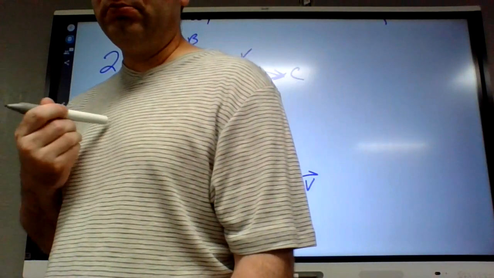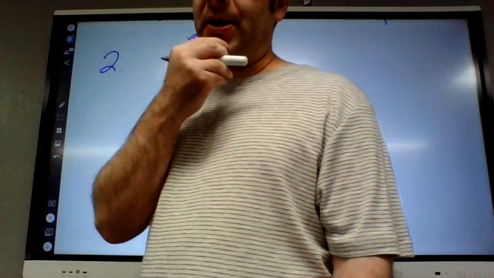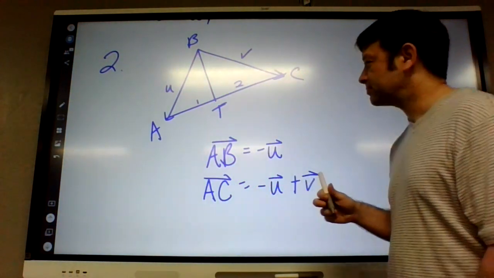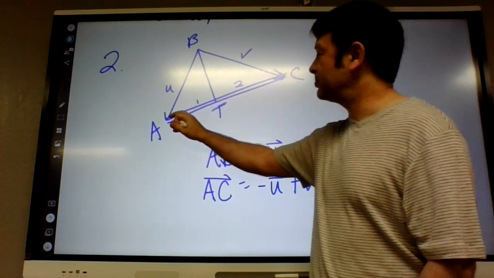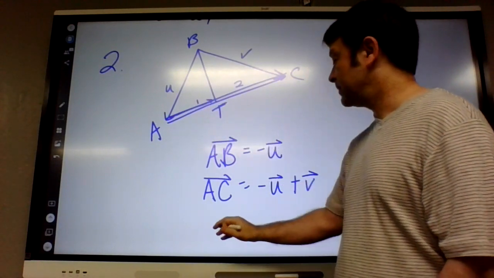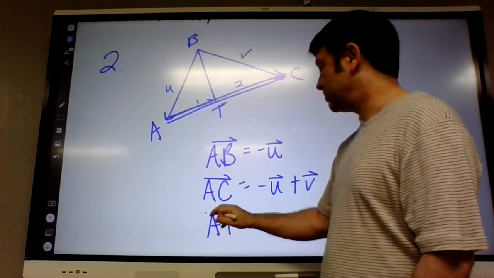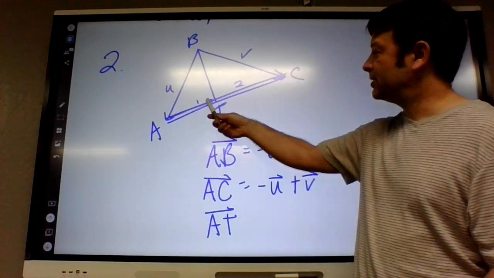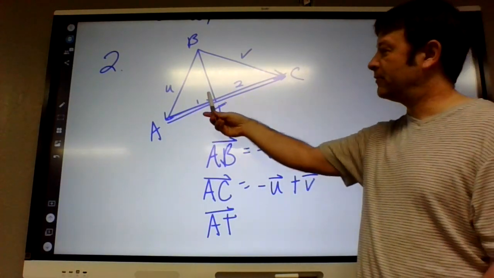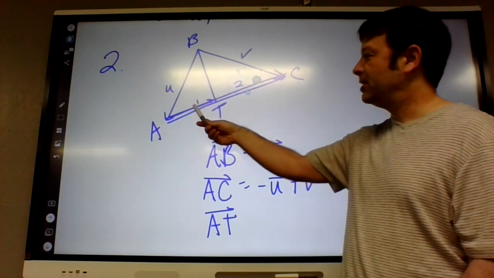Vector AT. All right. So we just did this vector on the last one, and now they just want us to go from here to here. Vector AT. So vector AT is just a fraction of vector AC. What fraction, if this is a 1 to 2 ratio?